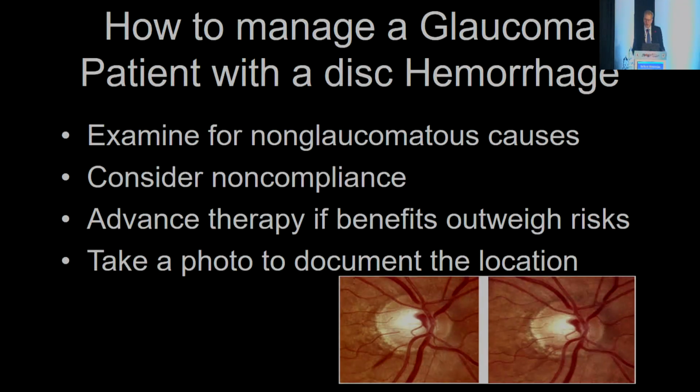So we talked a little bit about disc hemorrhage already. Examine for non-glaucomatous causes. Ask about non-adherence, because if you see a disc hemorrhage, it could mean that they weren't using their drops and they're just trying to make you happy and using the drops just before their visit with you. And advanced therapy if the benefits outweigh the risks. And I always take a photo because that's where the location of damage is going to be in the future.